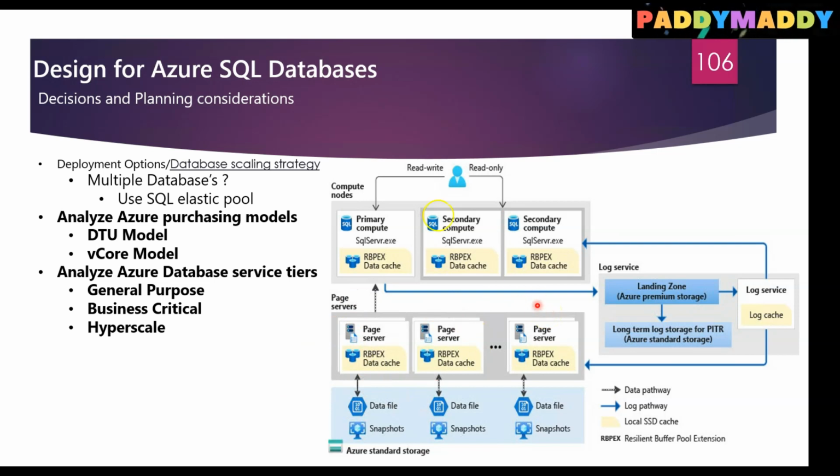The compute node is where the relational engine lives, and where the language, query, and transaction processing happens. The compute nodes have an SSD-based cache, labeled here as RBPEX, the resilient buffer pool extension. This resilient buffer pool extension serves as immediate caching for data queries. There are also one or more secondary compute nodes, which act as hot standbys in case of any failure or for failover purposes.